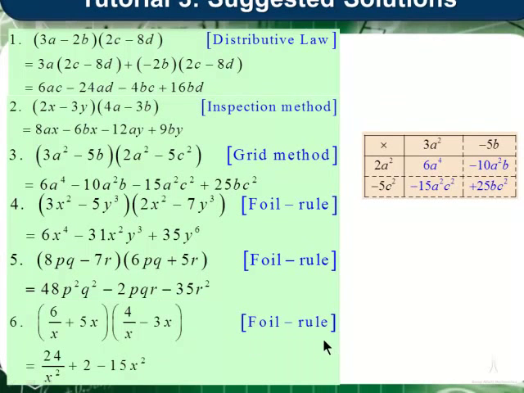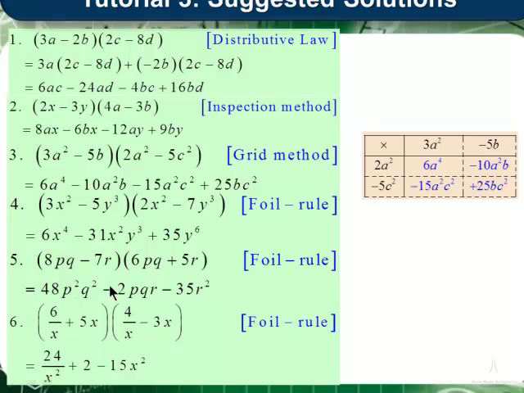Finally, we use the FOIL rule as well to solve problem number 6, which is the expansion of the product of two binomials as indicated on the screen. And here is just a normal application of the FOIL rule. Just note that here we have an x in the denominator position for the first term of the first binomial as well as for the first term of the second binomial. So multiplying together, we multiply numerators together and denominators together to get 24 over x squared in this case.